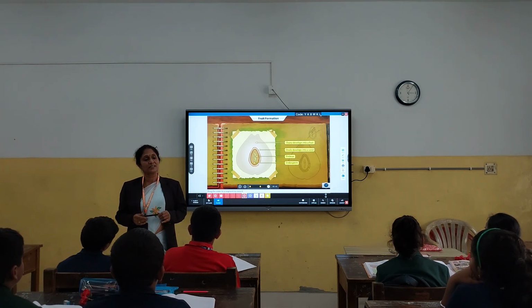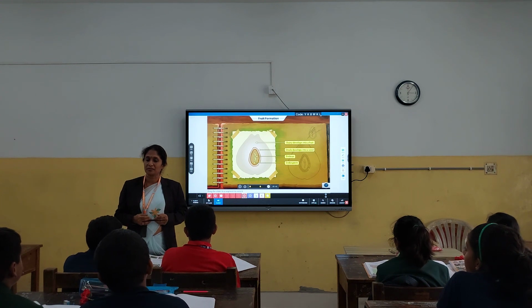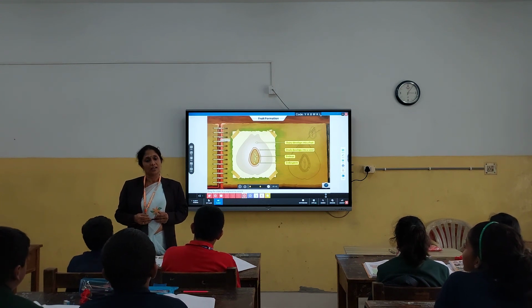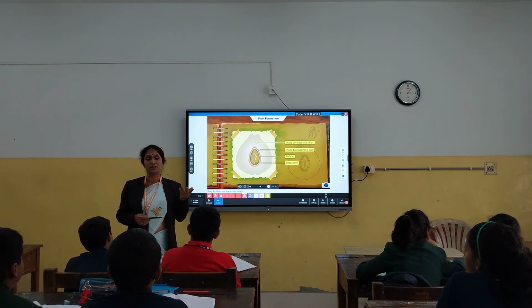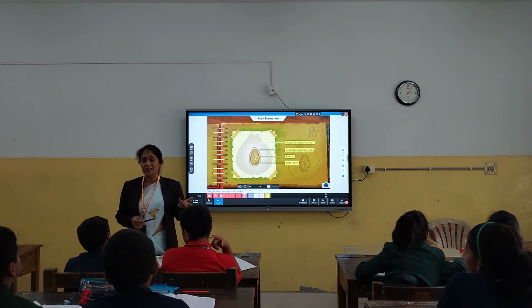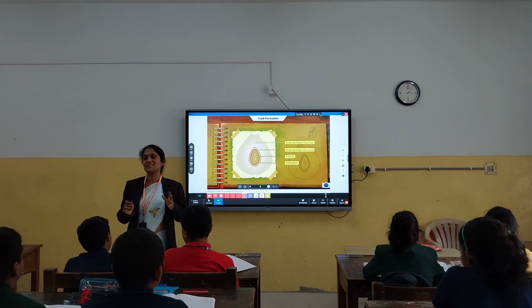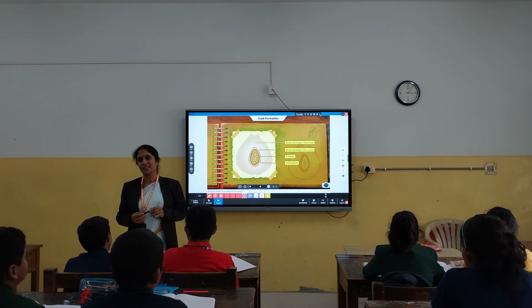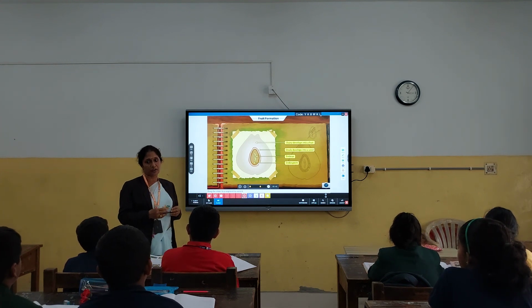So, did you understand all the parts of the flower and the role of the flower in sexual reproduction? Yes. Now, any flower you see in the garden, you should be able to identify what is the sepal, what is the petal, and most importantly, you have learned that each part plays its own role in the process of sexual reproduction.